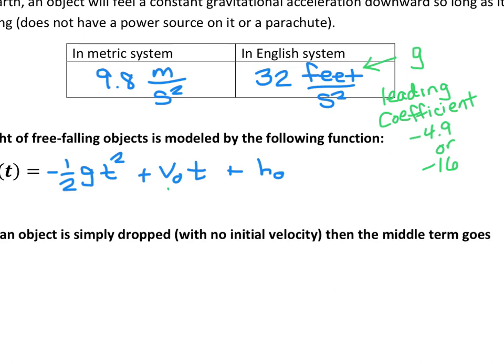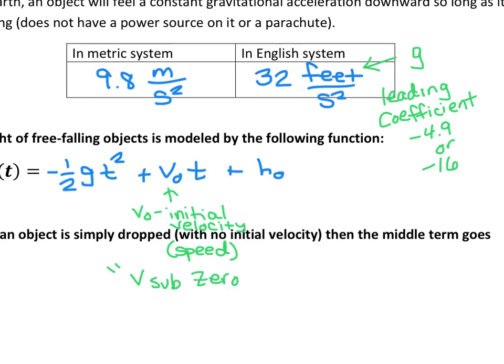And this v sub 0 stands for the initial velocity of the object, whatever the object is. And think of velocity as speed. So it's the initial speed, if you will. I'm going to try and force myself to call this v sub 0. I'll write this down, v sub 0.